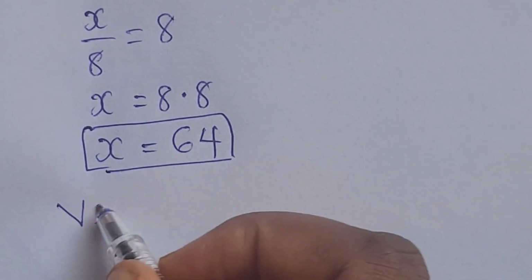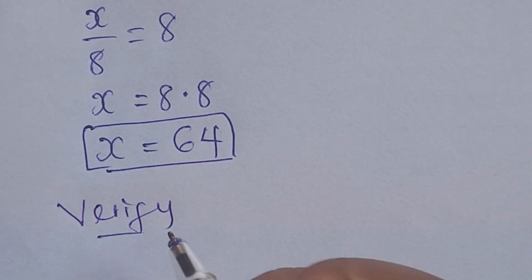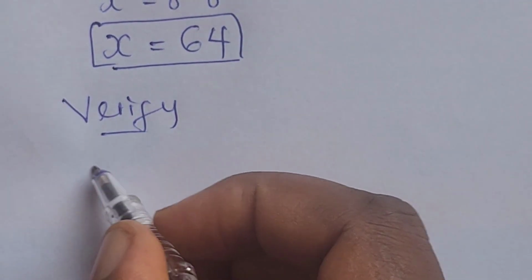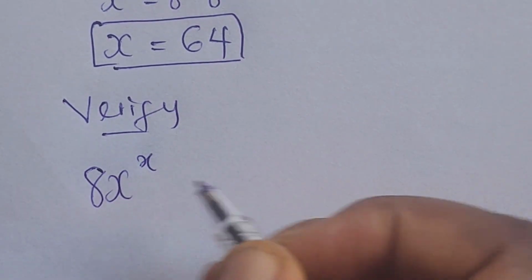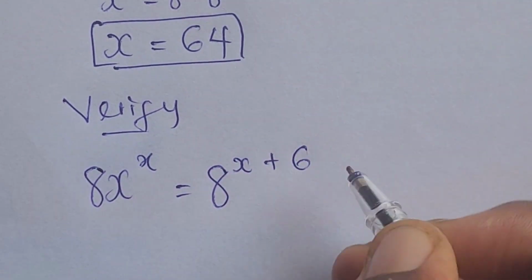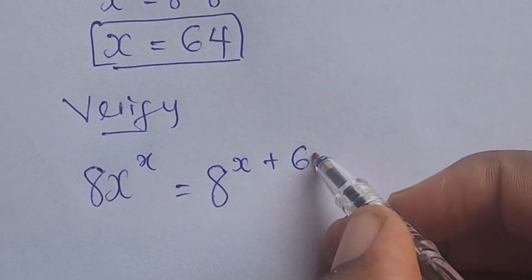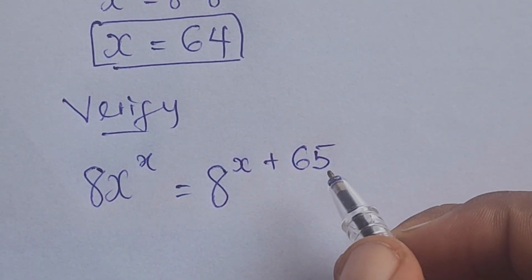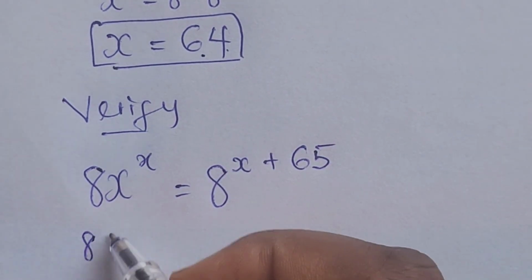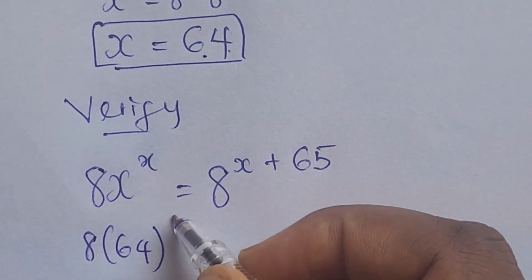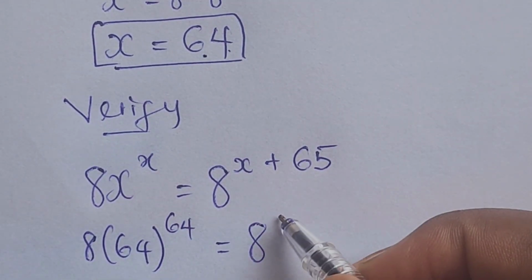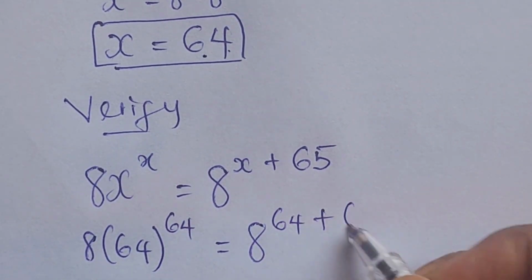So let's verify. Our question is 8x all to the power of x equal to 8 to the power of x plus 65. So our x is 64. We have 8 times 64 all to the power of 64 equal to 8 to the power of 64 plus 65.